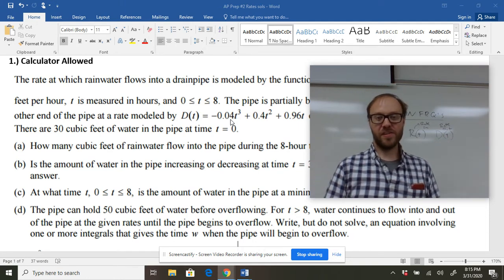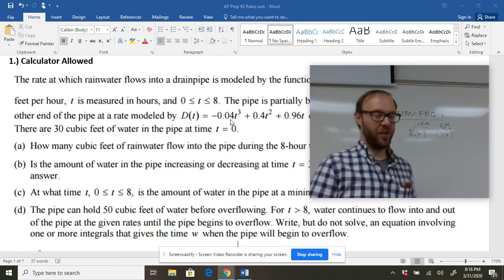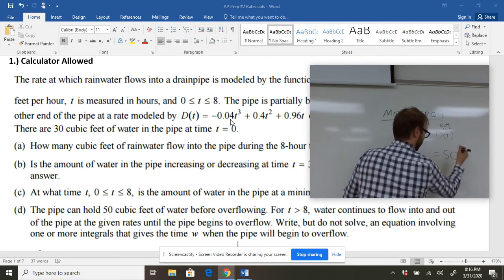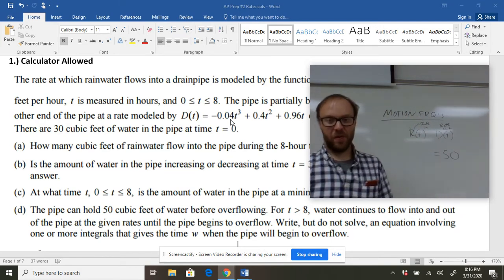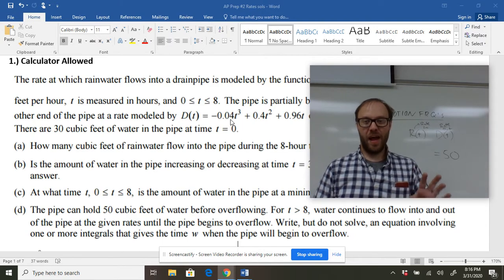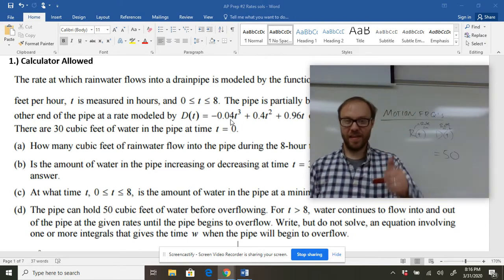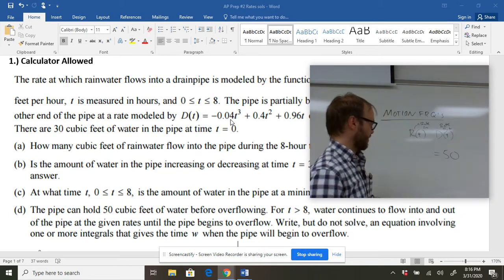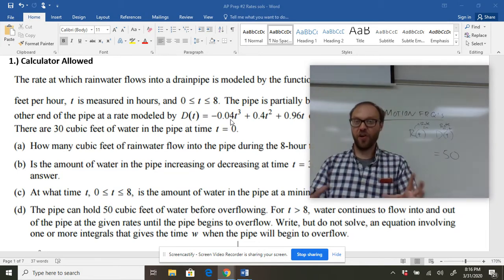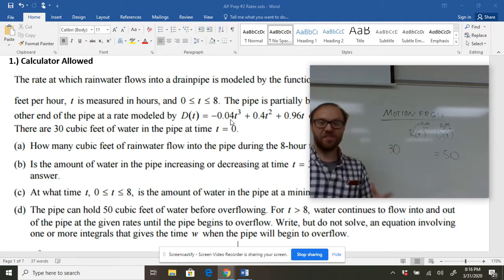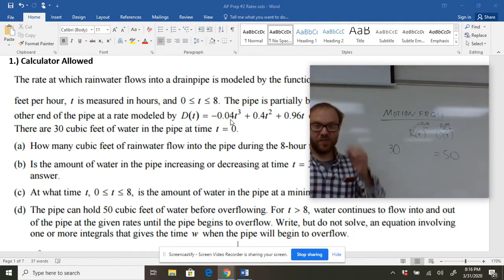We want to write an equation involving one or more integrals that gives the time when the pipe will begin to overflow. So we want to figure out when that amount of water in the pipe is equal to 50, okay? And notice that they ask for an equation involving integrals. So think about what's happening here. We've really got three things. How much total water is in the pipe? And if you remember, it started with 30 cubic feet of water, okay? So you've got that initial value, okay? You always want to include that.